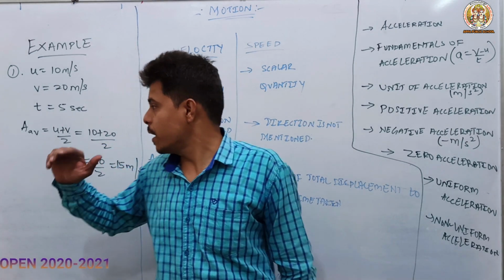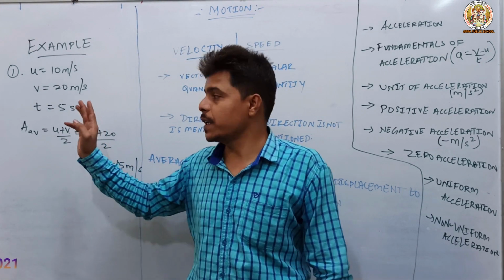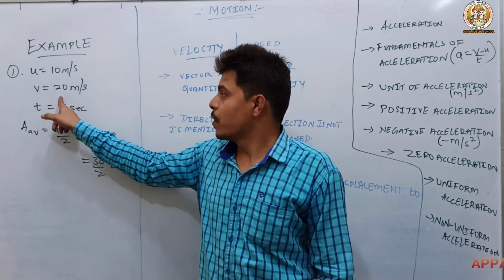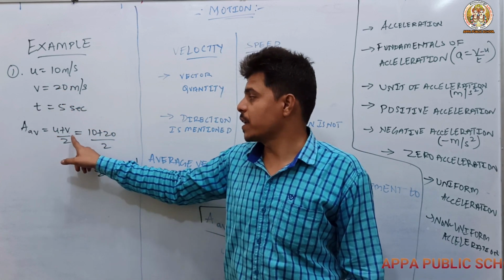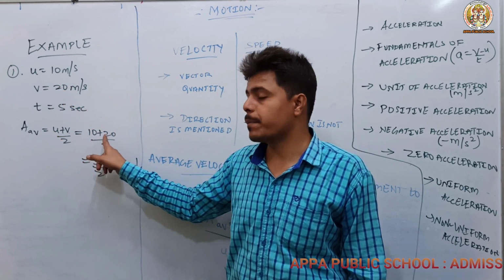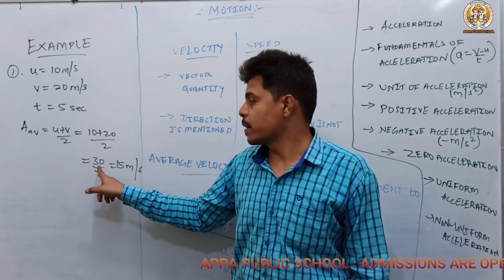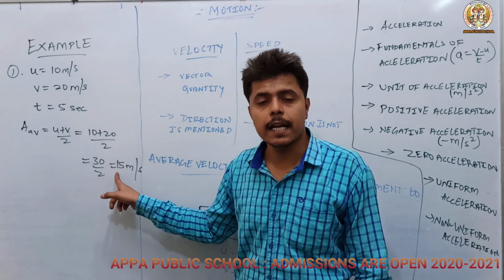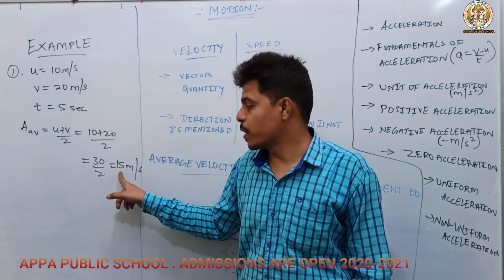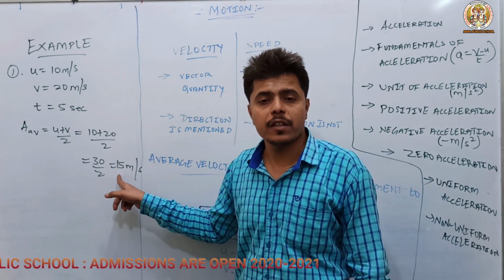Here we have solved one example based on average velocity. u is 10, v is 20. So average velocity, u plus v by 2, is 10 plus 20 divided by 2, that is 30 by 2, which is 15 meter per second. That is the average velocity. This is one example for average velocity.